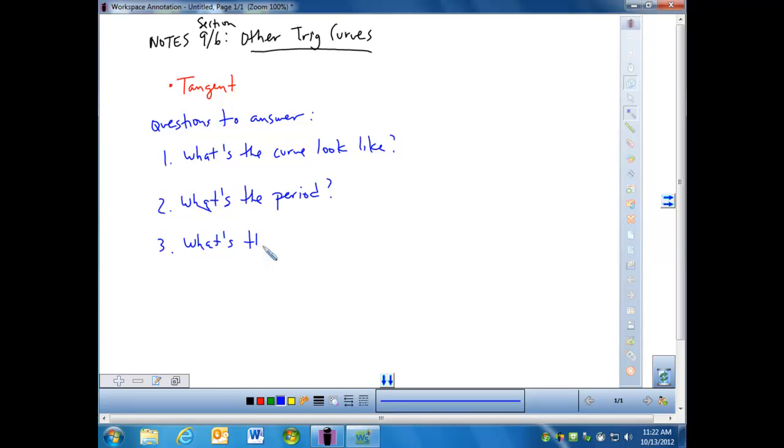Number 3: what's the domain? What values of x can you plug in for tangent? Likewise, what's its range? When you plug in those values for x, what are the corresponding y values that you get back? Question number 5: we're going to be talking about asymptotes today. What exactly are those asymptotes and why do they occur where they do?